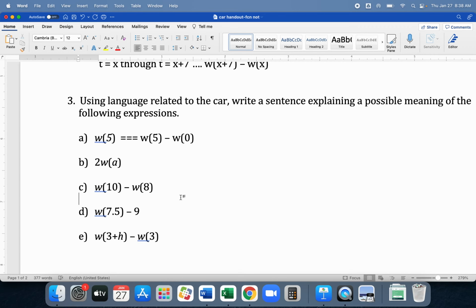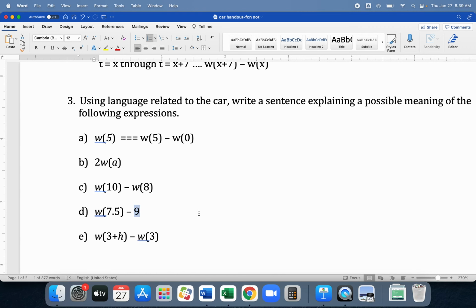Now, what about part D? It's subtraction, but notice it's not W of 9 at the end, it's just 9. Any thoughts on this one? Yeah. Wouldn't it be that change in W's recorded after 9 seconds or recorded after some static variable? Yeah, so in order for this subtraction to make sense, what sort of thing should 9 be? What kind of units in order to subtract it from W of 7.5?